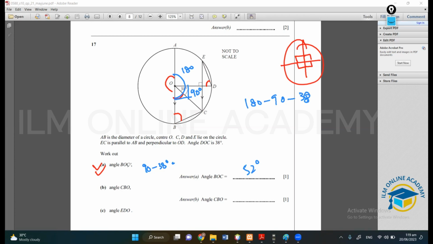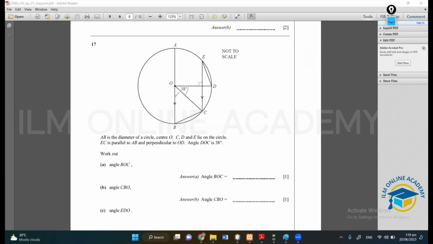Okay, so let's talk about angle CBO. There is another logic here. If you can observe, this is the center of the circle, and you know what a radius is: the distance between the center of the circle and any point on the circle.